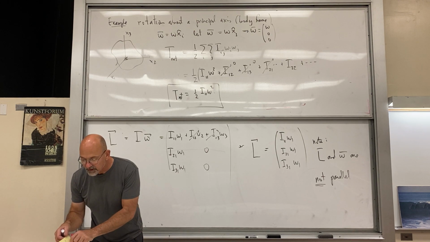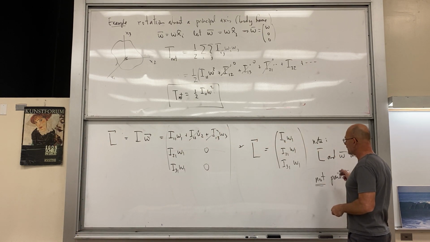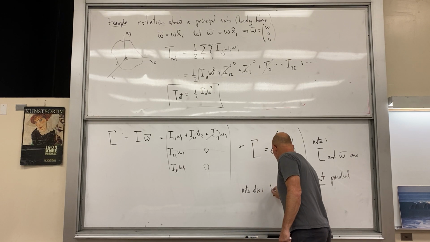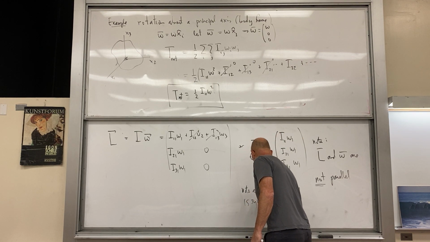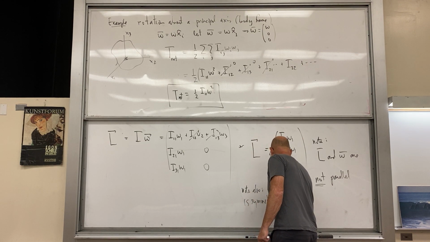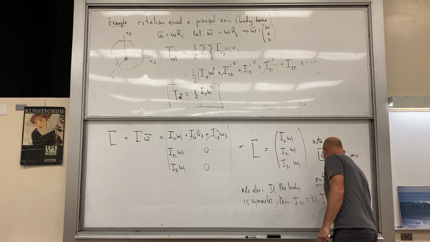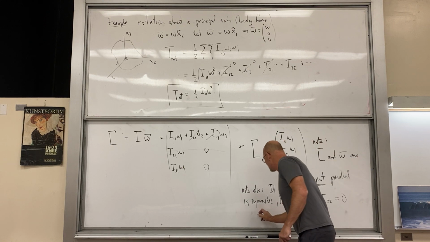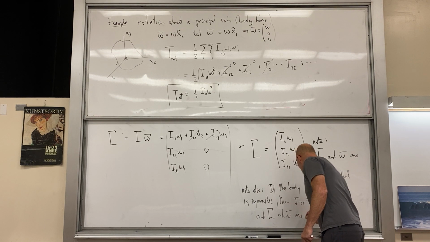They're not parallel. Okay, good. Very important result though, so I'll write that. They're not parallel. Note also, if the body is symmetric, then I21 equals 0, I22 equals 0, then L and omega are parallel.